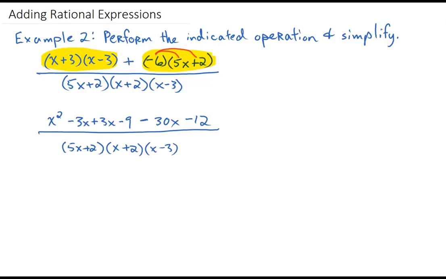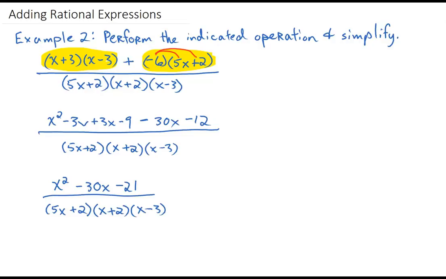Now that I have my numerator multiplied all out, I can combine like terms. And that'll give me x squared minus 30x minus 21. You can take a second to double check me on my math there. But then I'm just going to write that over my LCD.